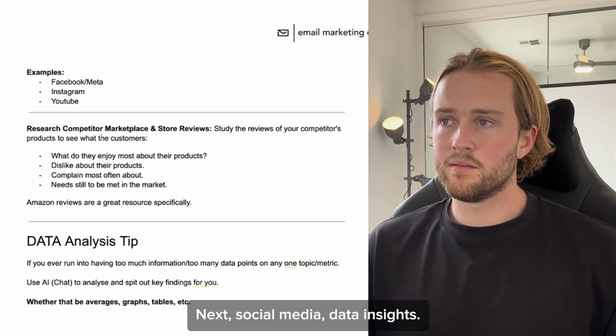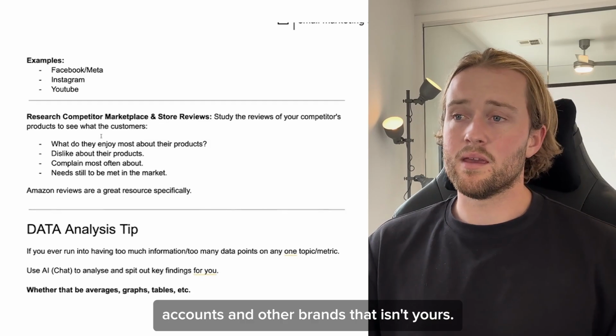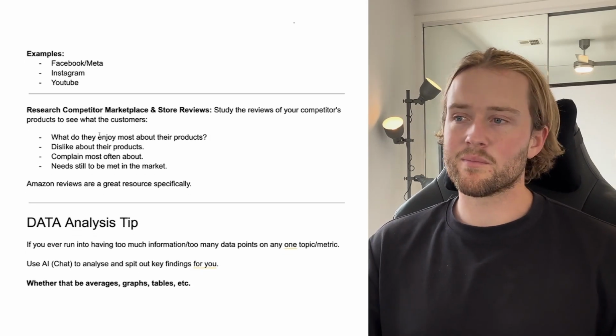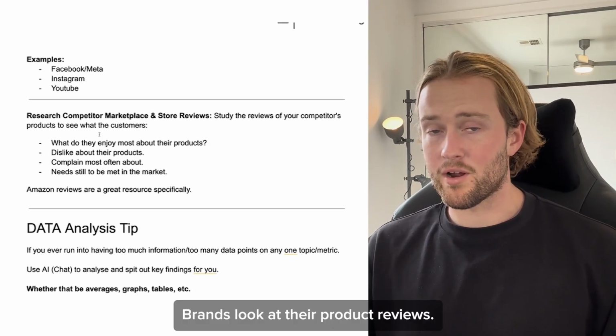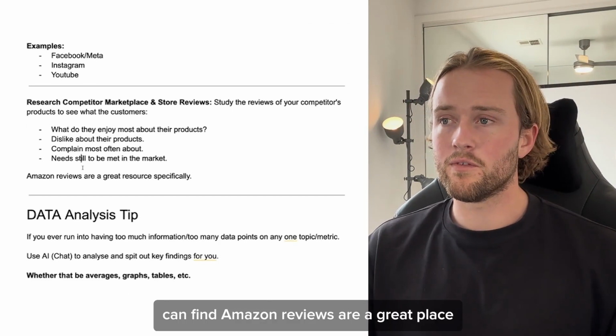Next, social media data insights. Again, basically just look at social media accounts from other brands that aren't yours. Again, look at comments. Look at the store reviews from other brands. Look at their product reviews, look at their store reviews, look at basically all the reviews that you can find.